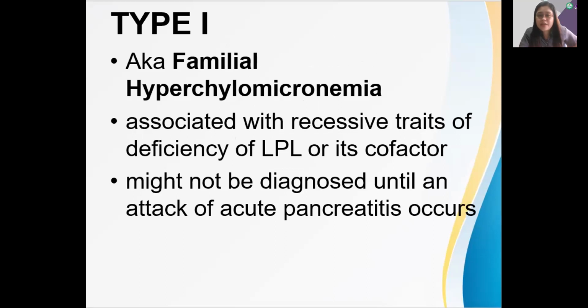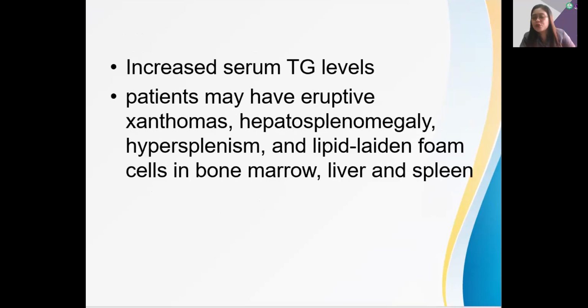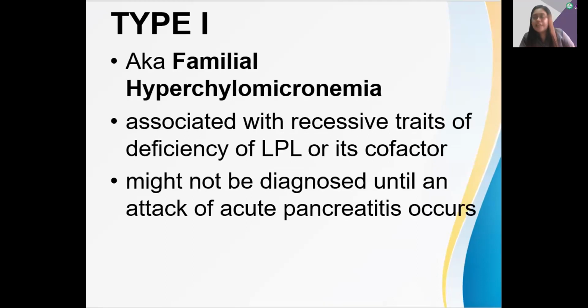So yesterday, we started with the discussion of the type 1 lipoprotein disorder, which is also known as familial hyperchylomicronemia, which involves a defect in the genes of a person, leading to the deficiency of the enzyme called lipoprotein lipase, or its cofactor. Since there is a decrease in the lipoprotein lipase, that will result in the increase in the triglyceride levels in the blood, the fats and the oil.